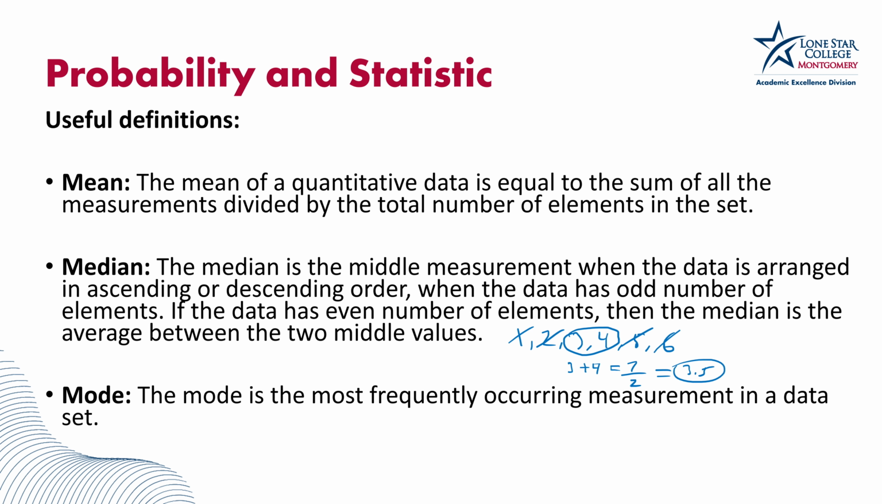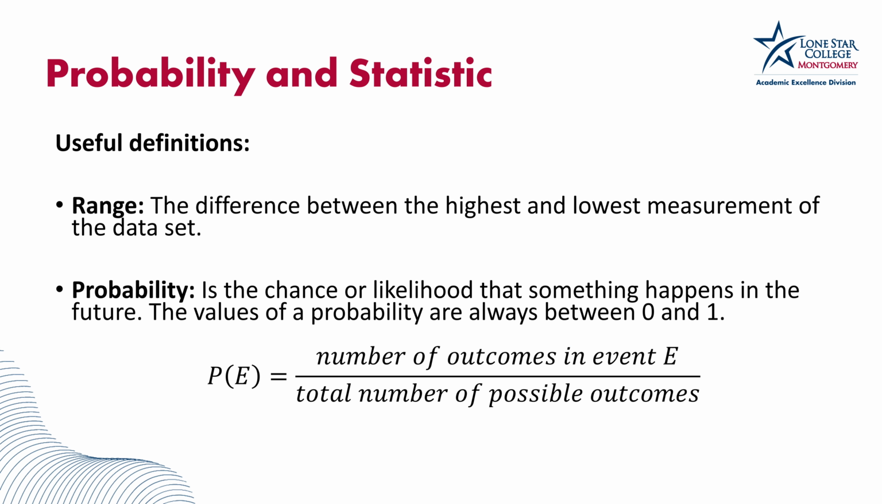The mode is the most frequently occurring measurement in a data set. So if you had 1, 1, 2, 3, 4, 5, you have two 1s, so your mode would be 1. It's the data element that shows up the most. Some more useful definitions: the range is the difference between the highest and lowest measurement of the data set. Pretty straightforward. We take the biggest number and subtract the smallest number in our data set.